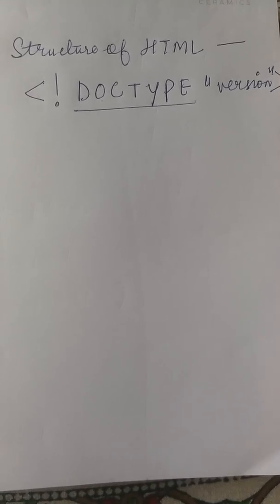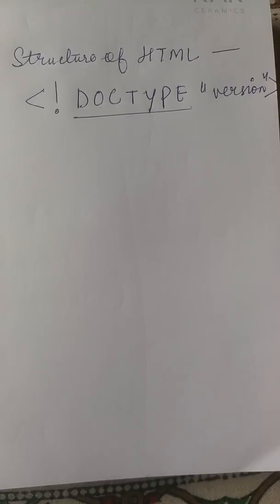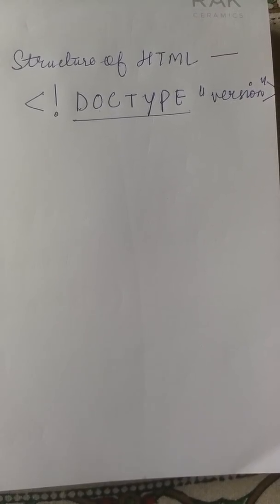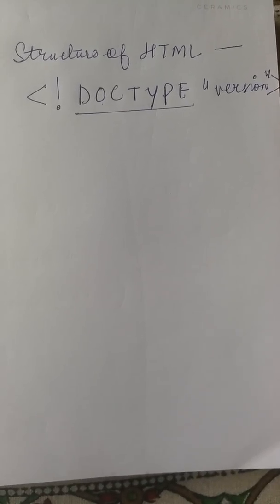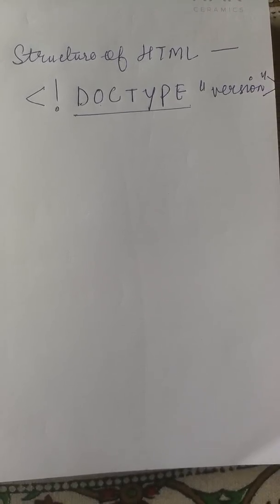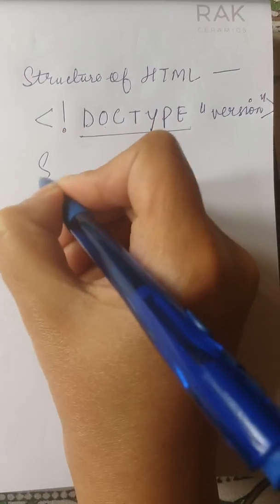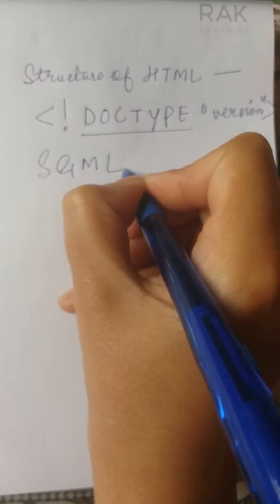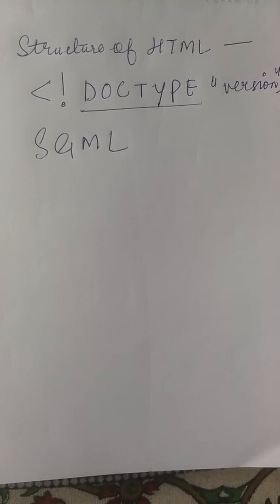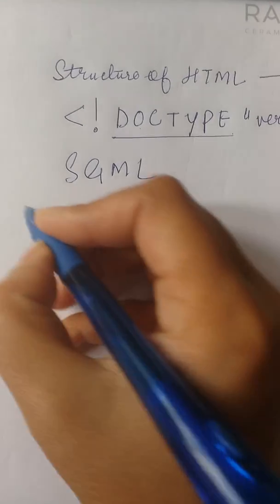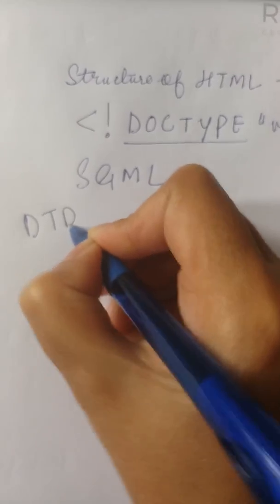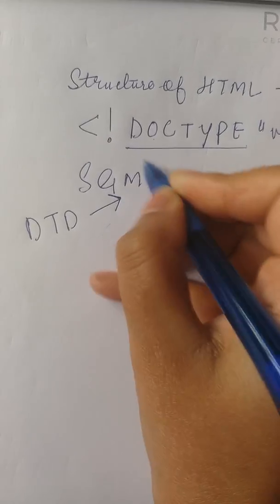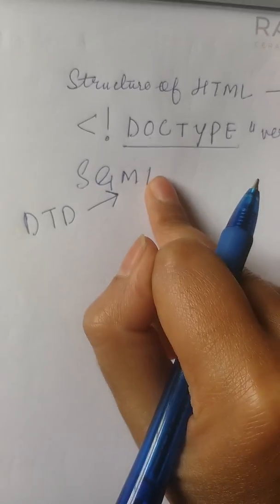Actually, what it means is that HTML has predefined tags or text within it, but there is a language in which HTML has been written, and that is termed SGML, which stands for Standard Generalized Markup Language. And DTD specifies what SGML we have used.